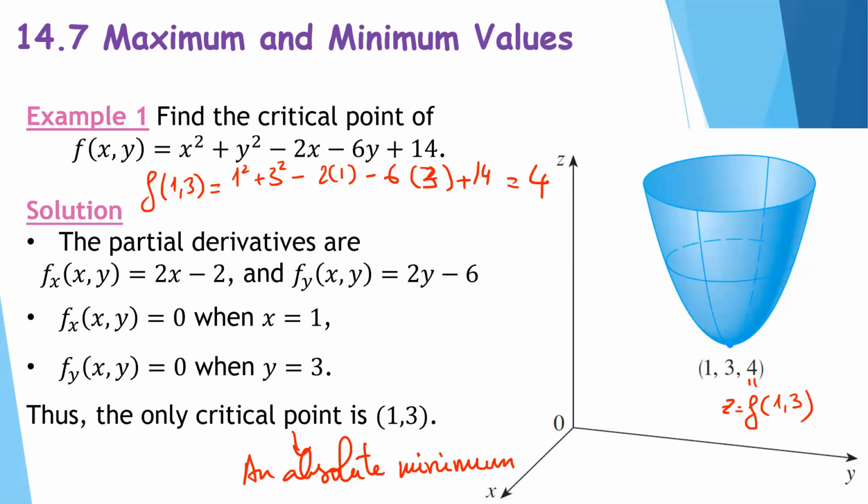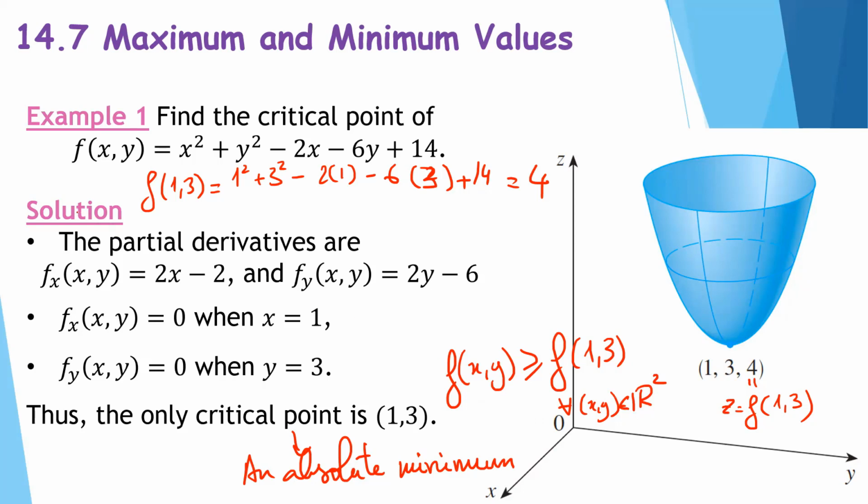So here, what does it mean, an absolute minimum? It means that f(x, y) is greater than or equal to f(1, 3), for all (x, y) in R^2.